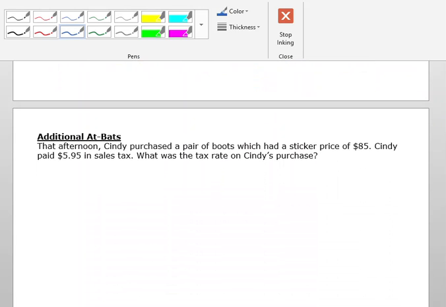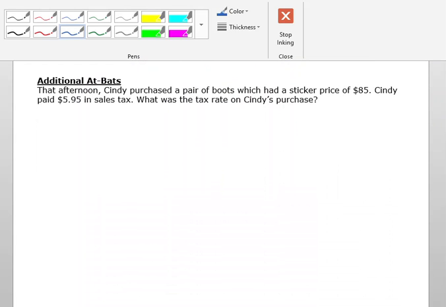All right. So that afternoon, this is their lovely afternoon. Cindy, let's use red here. That afternoon, Cindy purchased a pair of boots, which had a sticker price of $85. Sticker price is the same way of saying this is the original. Cindy paid $5.95 in sales tax, and that's an increase. What was the tax rate of Cindy's purchase?